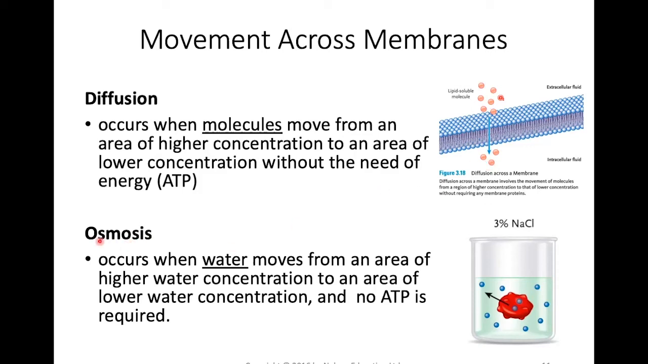Now, osmosis is also a passive transport mechanism. But with osmosis, we're looking at the movement of water. And in this case, water is always going to move from an area of higher water concentration to an area of lower water concentration. So diffusion, you're looking at the molecules themselves moving. With osmosis, we're looking at where is water going to move. And we're going to take a look at some different examples of different solutions and circumstances under which water is going to want to either move into our cells or out of our cells.